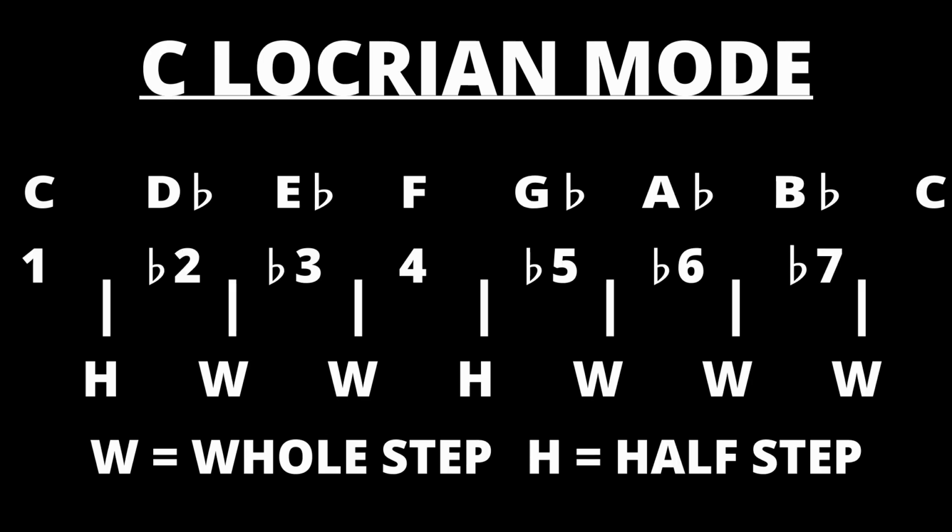The 7th mode is called the Locrian Mode. It has the interval pattern half, whole, whole, half, whole, whole, whole. C Locrian has the notes C, D flat, E flat, F, G flat, A flat, and B flat, with scale degrees 1, flat 2, flat 3, 4, flat 5, flat 6, and flat 7.